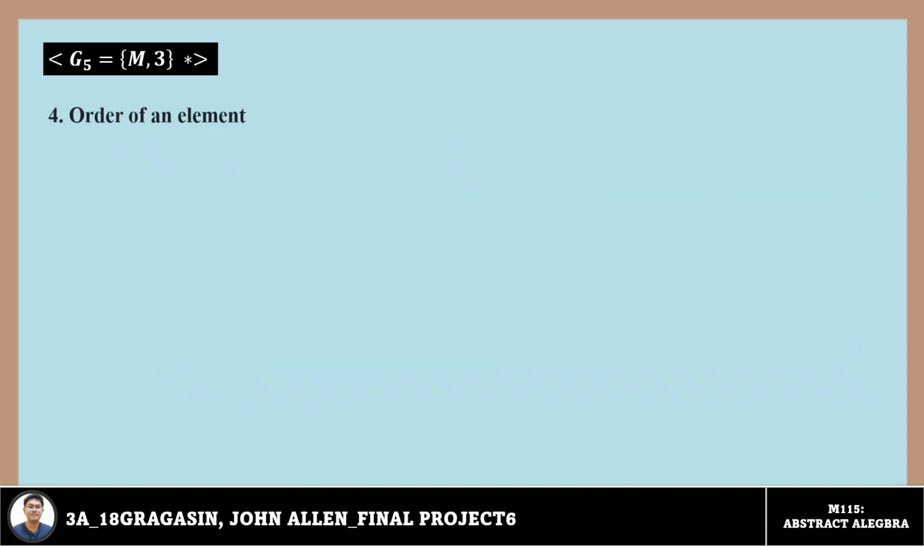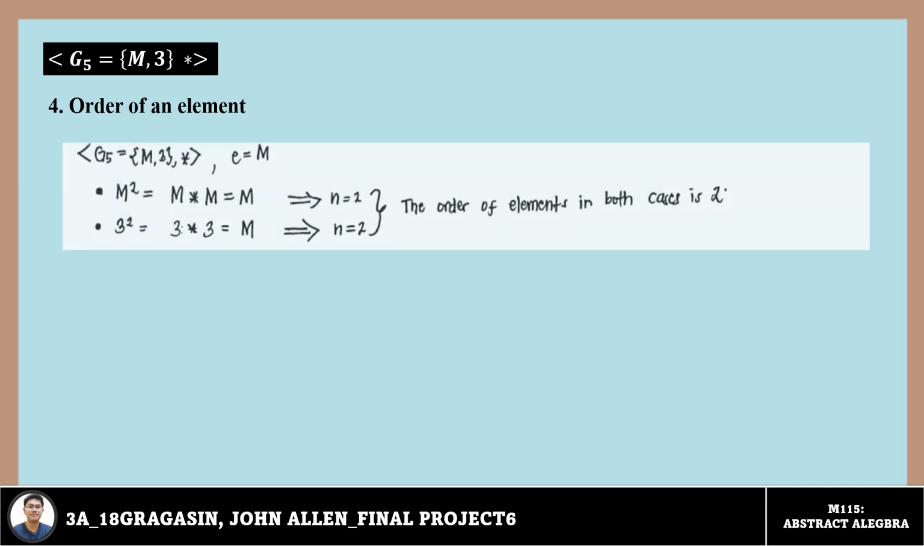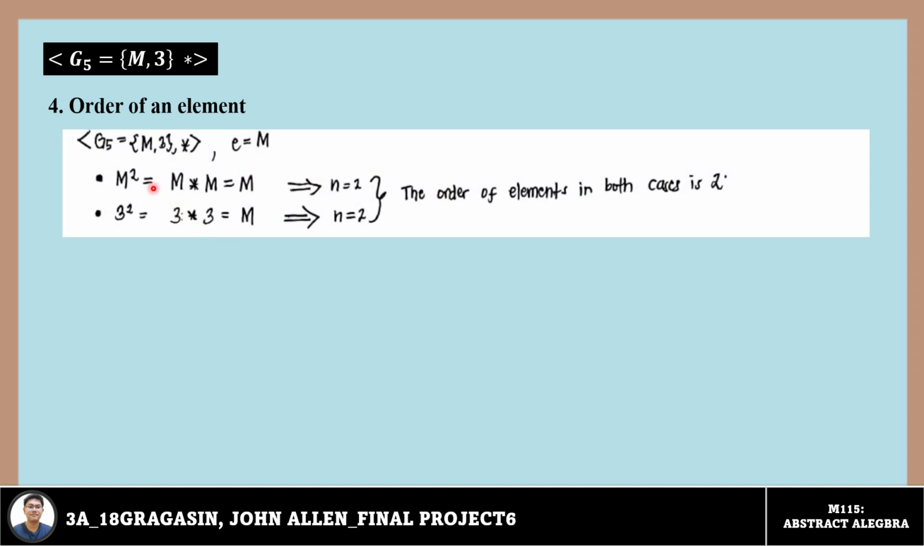And then for the order of an element, again, we will just operate each element in the subgroup to itself until we get the identity element. So we have here, when we operate M star M, we will get the identity element, and 3 star 3 we will get the identity element. As you can see here, we operate each element two times.